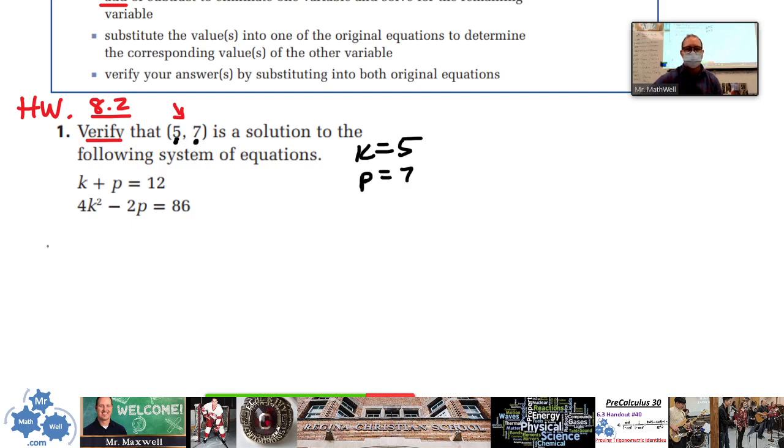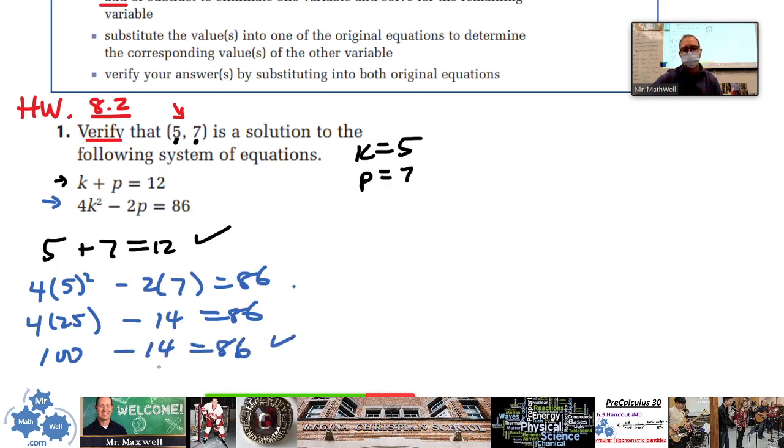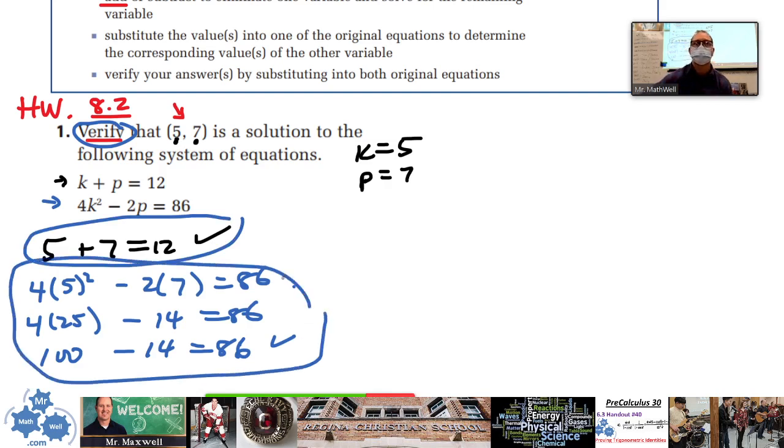So what we're going to do is plug these values in. Take a look at the first equation. That's 5 plus 7 equals 12. That's great. The second equation here, 4 times 5 squared minus 2 times 7 is 86. Well, 4 times 25 minus 14 is 86. That's 100 minus 14 is 86. That appears to be true. 86 equals 86. So I have now verified. These are my checks. There's check 1 and there's check or verification 2. Any questions about that?